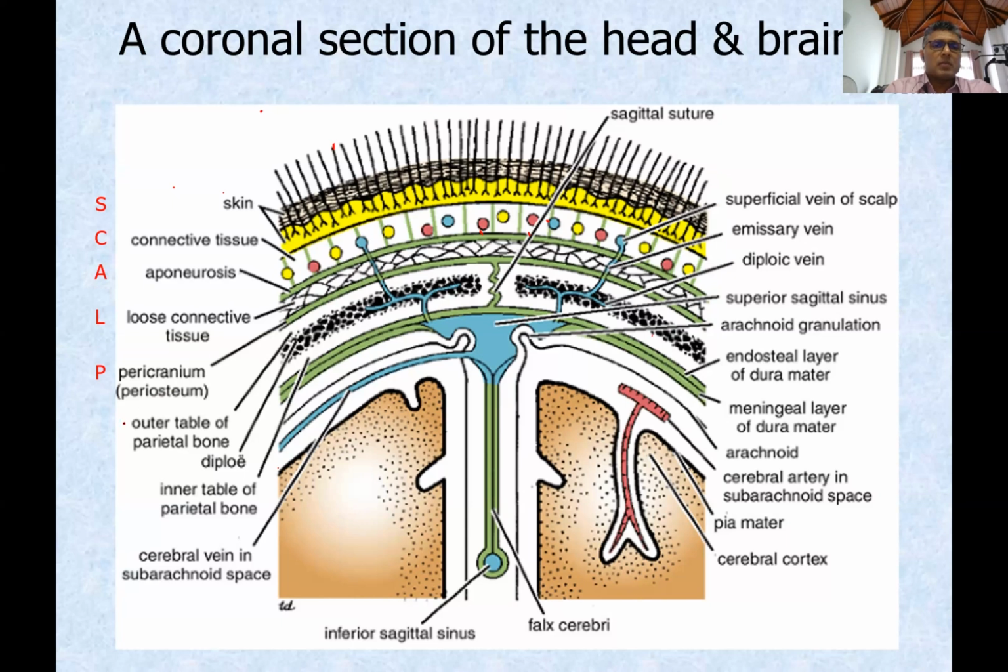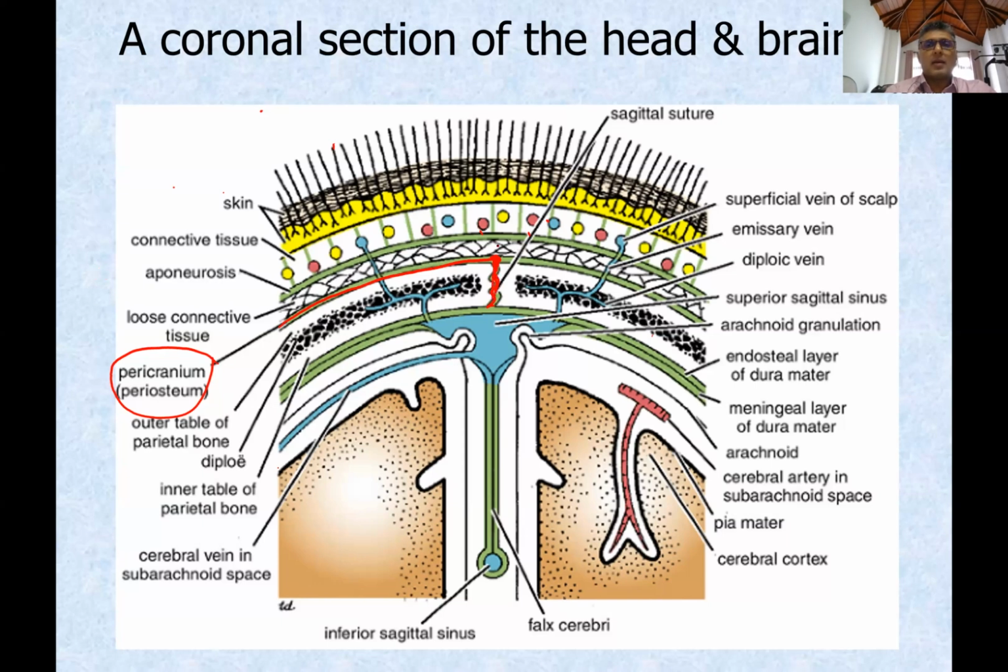Now the periosteum or the pericranium, the last layer, is part of the skull bone, and that is firmly attached at the suture lines. So there are firm attachments at these points. Now you know the different suture lines in the skull: the sagittal suture, coronal suture, lambdoid suture, and all these sutures. At the suture lines, the pericranium is firmly attached.